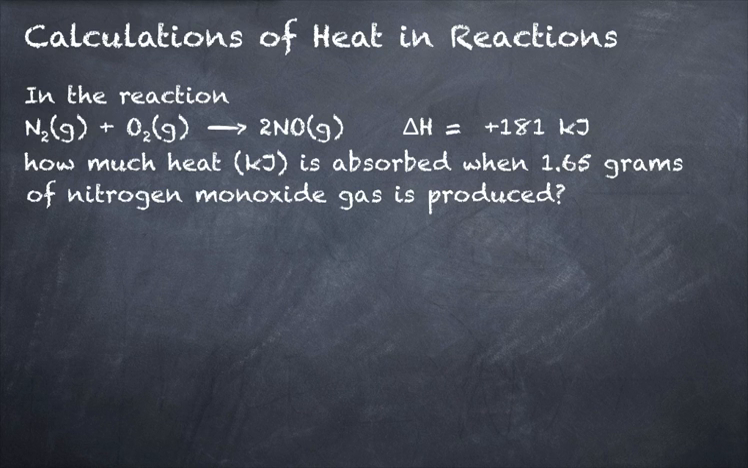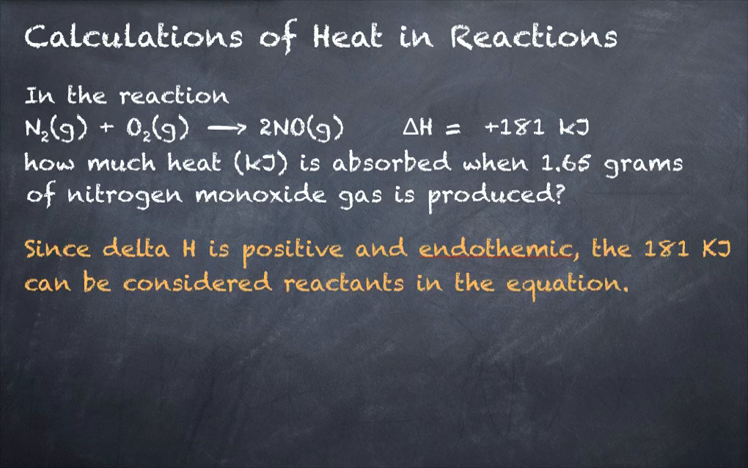And if I know this basic equation of 1 mole of nitrogen, 1 mole of oxygen yields 2 moles of nitrogen oxide, I can take any specific amount of any of these and find out how much energy was used or absorbed or released. So in this case, I'm asked to find out how much energy is absorbed when 1.65 grams of the nitrogen monoxide is produced. So we know that the 181 kilojoules is stored in the bonds, so it's absorbed.